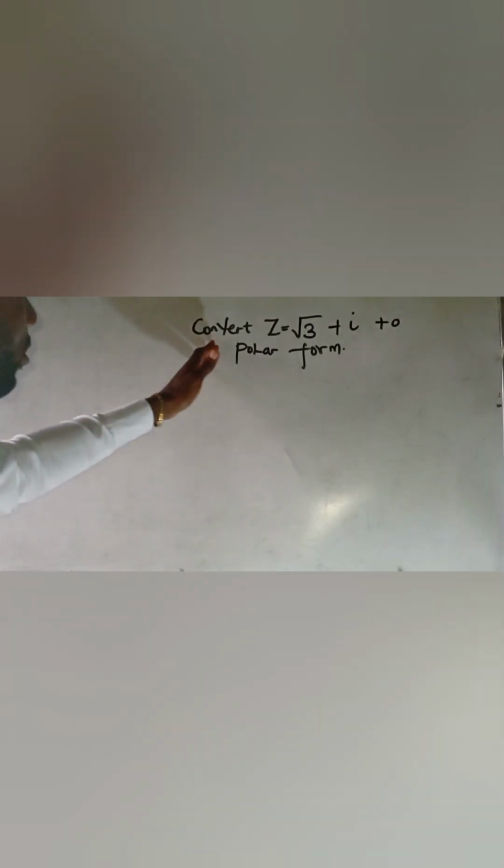Okay, viewers, today what we have on the board is how to convert z is equal to square root of 3 plus i to polar form. Solution. Recall that this has two steps.